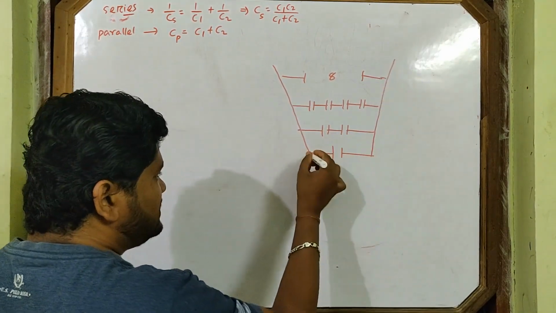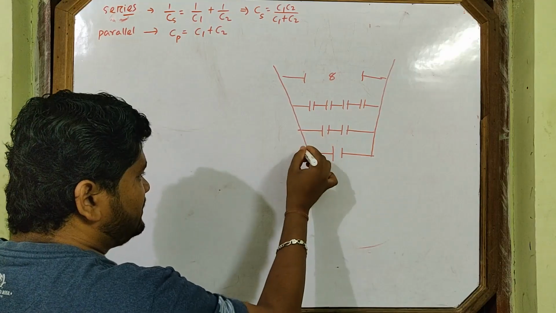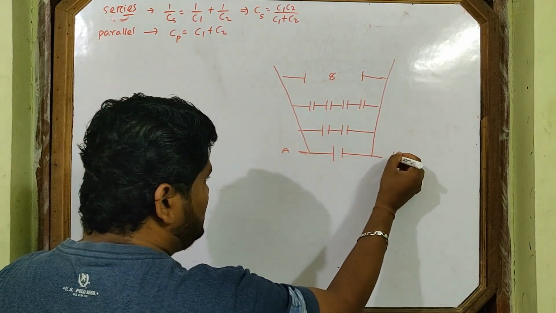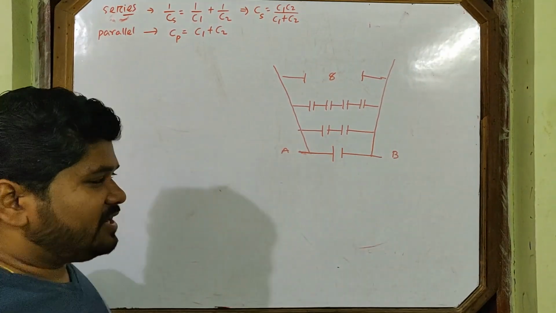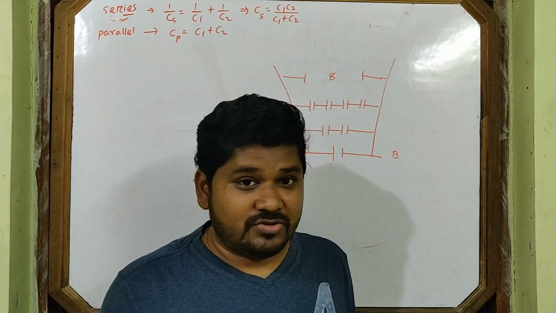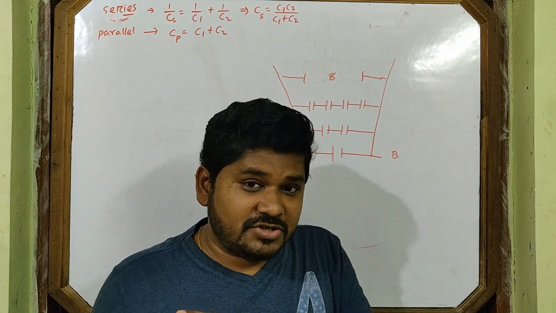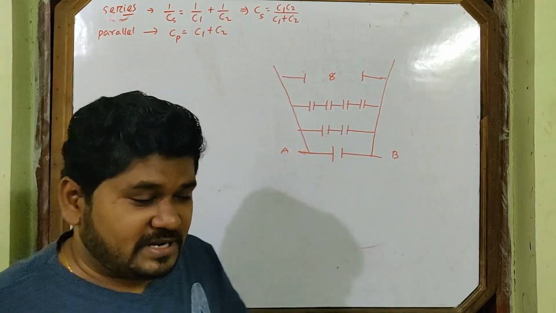Okay, they are connected like this. And this is the terminal. This is terminal A and terminal B. How are they connected? Now let's check. I have told you, when a complicated circuit comes, try to solve the branches, try to cut the branches.